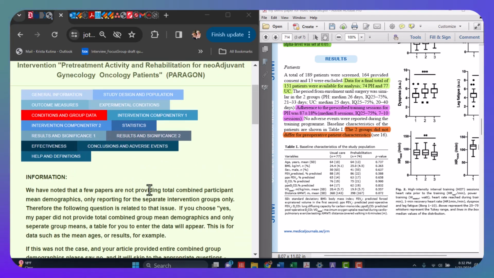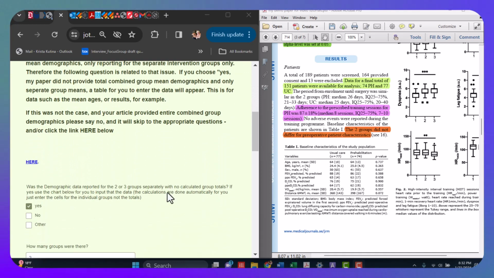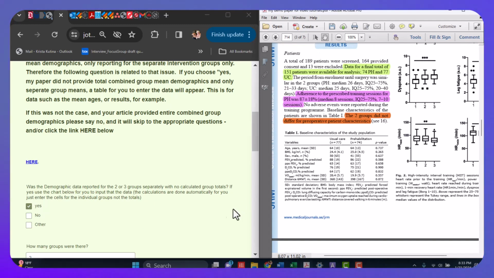There is a large paragraph here in the beginning, and this is because we were seeing articles that had their data separated into more than one group. There wasn't a combined group mean. Right here, this section is only regarding the demographic data. It's only regarding sort of this data right here, and if you look at my paper.